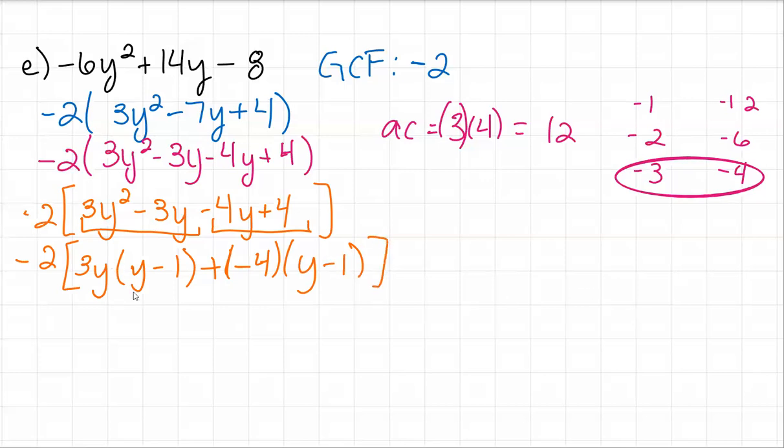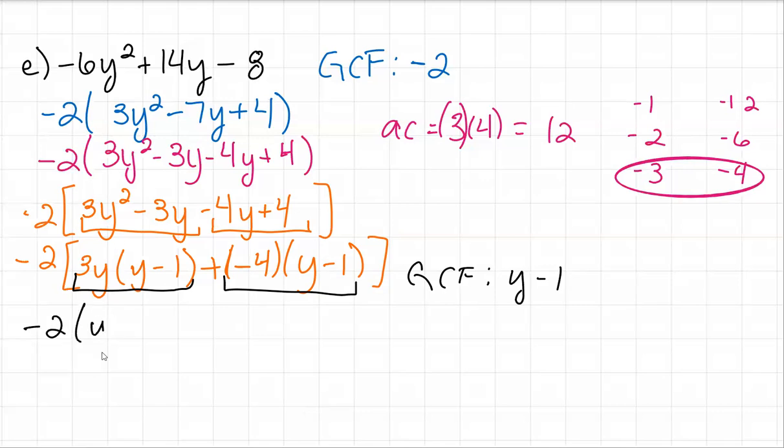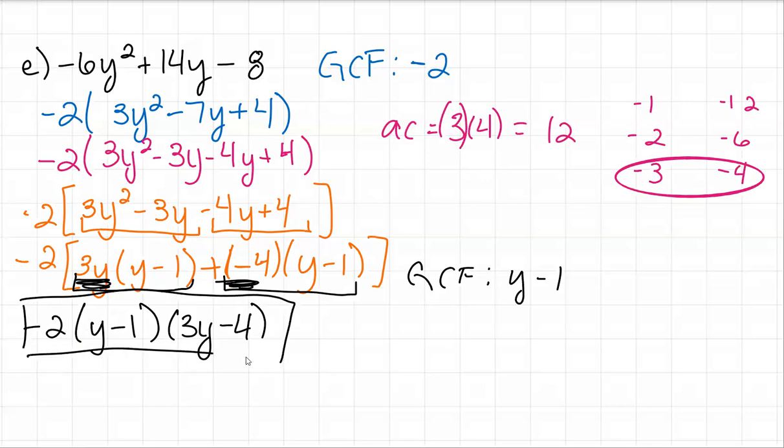Last step, factor out. We have two terms again. Factor out the GCF between these two terms. The GCF here is y minus 1. So I have -2. I can drop the brackets now because I'm about to be done. Y minus 1. I have left 3y minus 4. And there's our beautiful, beautiful answer.